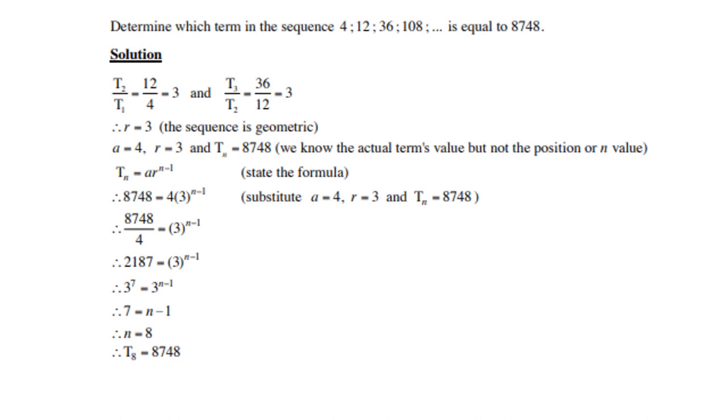Right, let's determine which term in the sequence 4; 12; 36; 108 is equal to 8,748. So again, check: is there a common ratio? We realize yes, there is a common ratio of 3. So substitute your 8748 into Tn, and of course a is 4 and r is 3. Then you divide both sides by 4 to give you 2187, and then we need to either use logs or we can use exponential laws. Like 2187 is 3 to the power 7 equals 3 to the power n minus 1. So the bases are the same, therefore the exponents are equal. 7 equals n minus 1, so therefore n is 8. So the 8th term is 8,748. Don't forget, you could have used logs here as well.